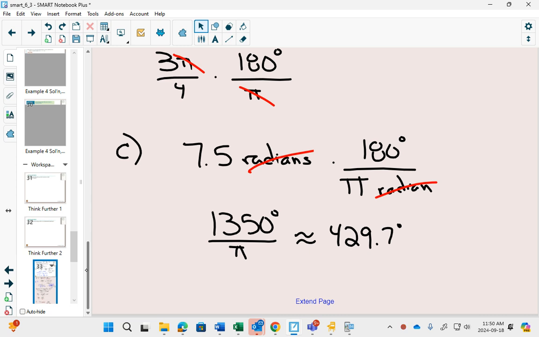All right, so if you get something where it asks you to round and something's not quite right, it is good to check to see whether we made a mistake. In this case, we did, with our 180 over pi. Okay, questions to circle are 4, 5, and 7.